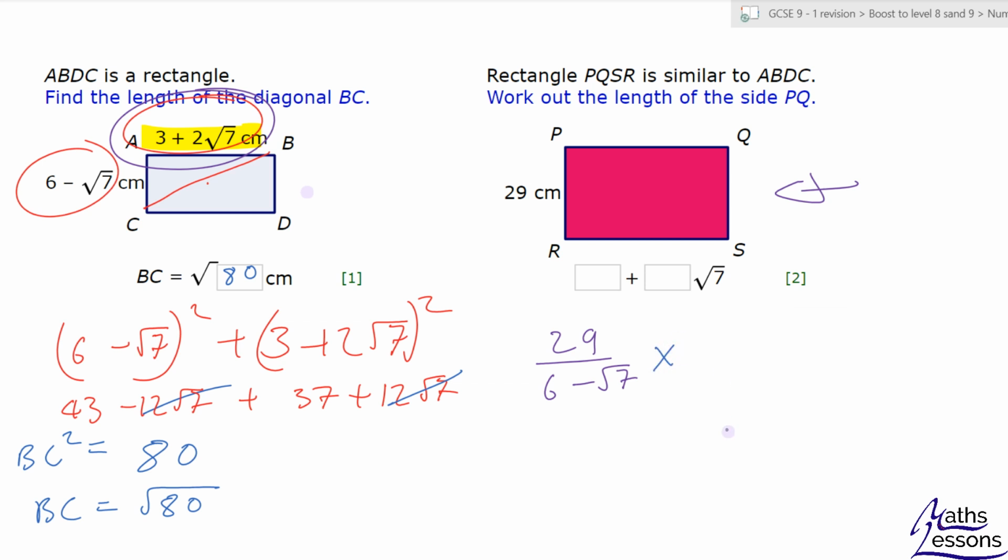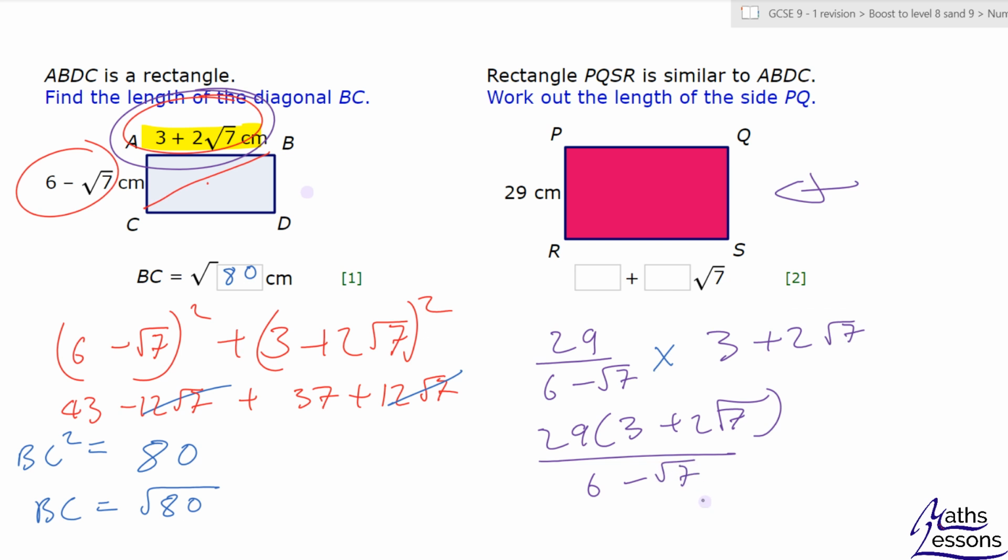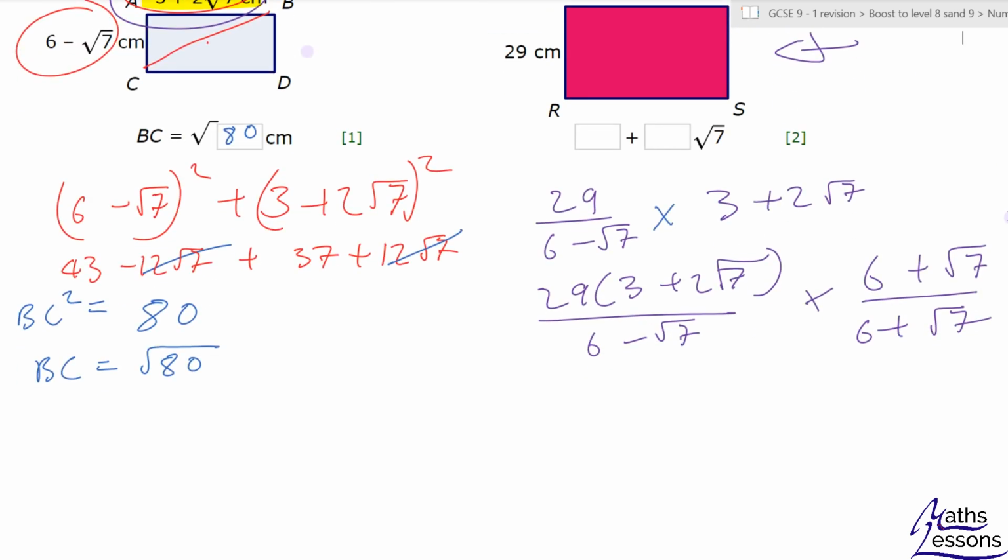We get times 3 plus 2 root 7. Now, difficulty with this is we're going to get 29 times 3 plus 2 root 7 all over 6 minus root 7. So we need to times top and bottom by 6 plus root 7 to get rid of this denominator because it wants it simplified. So we want to cancel out the denominator. So what we're going to do is just scroll down a little bit to have some more space. So multiply this all out. What I'm going to do is I'm going to times just the two brackets parts together, leave the 29 outside. It's always a good idea to keep your factors out.